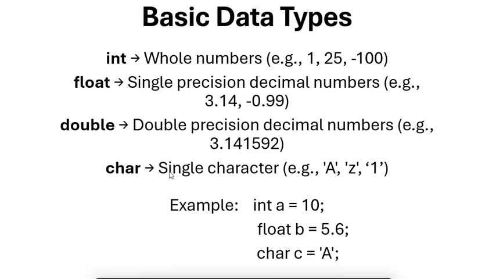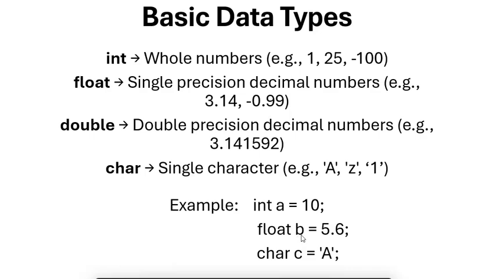And character is a single character. For example, A, Z, 1, anything that is a single character. These kinds of values are stored in the character data type. Let us see an example. Int a is equal to 10. Int, what numbers can I store? Anything: 1, 25, minus 100, any numbers. It is 4 bytes. Up to 4 bytes I can store anything in the integer data type.